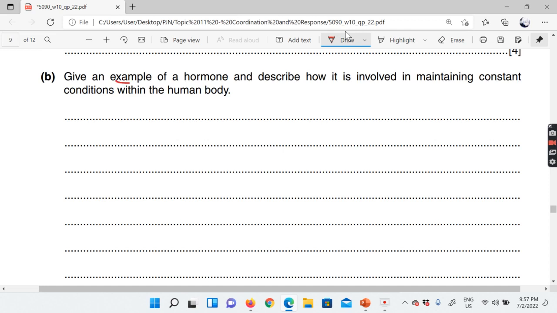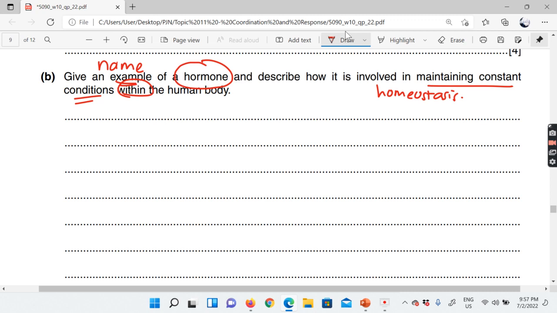It says here to give an example. So example means you have to name it. Name that hormone and describe how it is involved in maintaining a constant condition. Whenever you see this maintenance of constant whatever, it is usually to do with homeostasis. Within the human body, remember homeostasis is the maintenance of a constant internal environment. So when it says give an example, you have to talk about mainly one hormone that is involved in homeostasis.